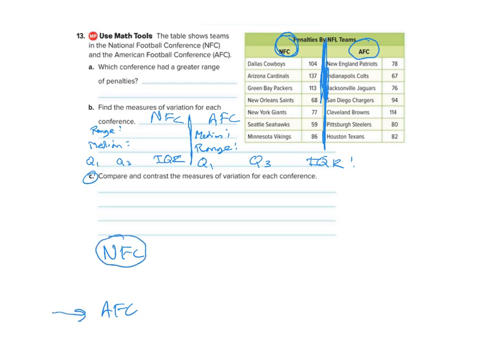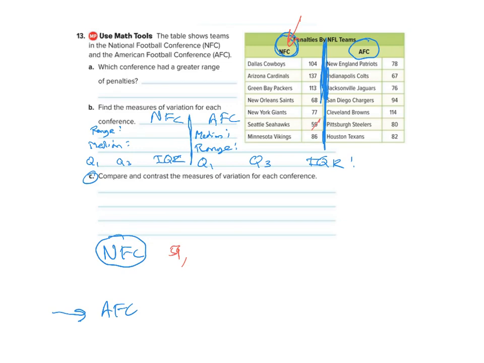You will then do the AFC on your own, okay? So let's do the NFC, and that'll help you do the AFC, and then you can compare them on your own. So the NFC, we need to put in order. So let's do that. Just this left list right here, okay? So the lowest one I see for the NFC is 59. So let's cross that out.